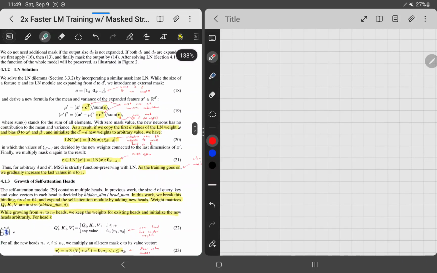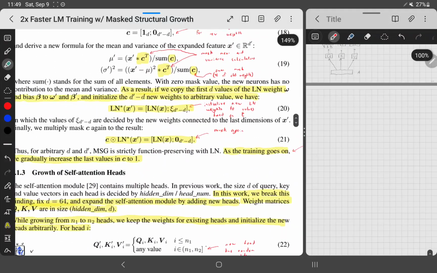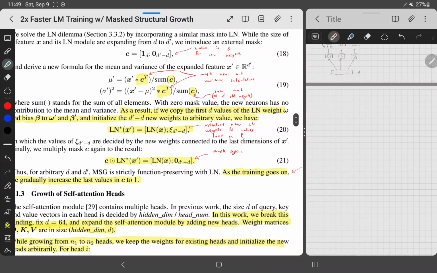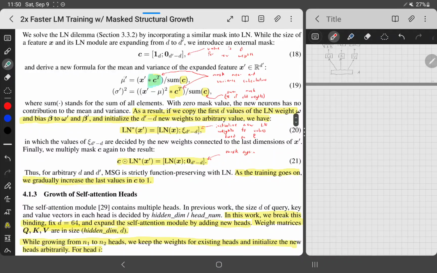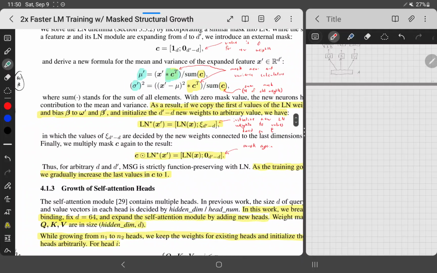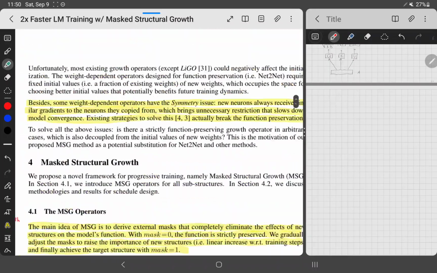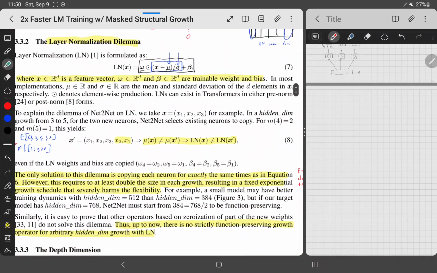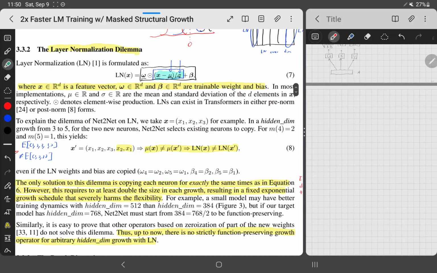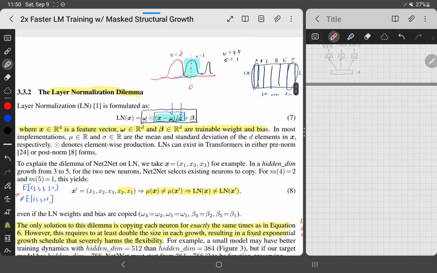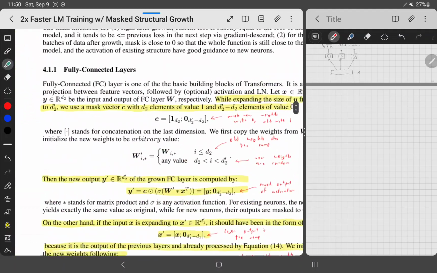Now, as for the layer norm, it's the same thing. They use masking again. If we look here, they mask. This is the mean and standard deviation that you have to normalize with, if we go up here, to do your initial normalization. So this normalizes it to a distribution with mean 0 and standard deviation 1.